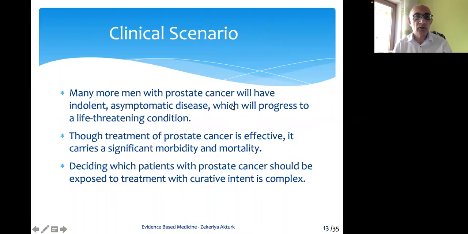Next, I would like to give you a clinical scenario and work on that. Many more men with prostate cancer will have indolent asymptomatic disease, which will not progress to a life-threatening condition. Though treatment of prostate cancer is effective, it carries a significant morbidity and mortality. Deciding which patients with prostate cancer should be exposed to treatment with curative intent is complex.